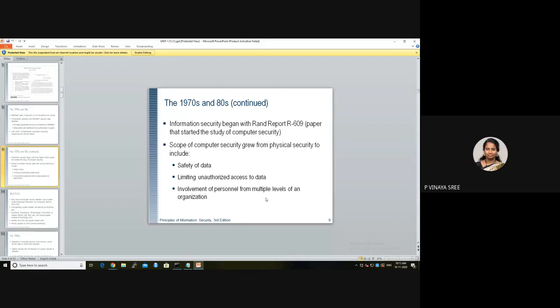Here is the scope of computer security: from physical security to include safety of data, limiting unauthorized access to data, and involvement of personnel from multiple levels of the organization. What does personnel from multiple levels of the organization mean? Yesterday itself I said that in an organization there will be so many employees, right? We cannot give access to all the employees, right?